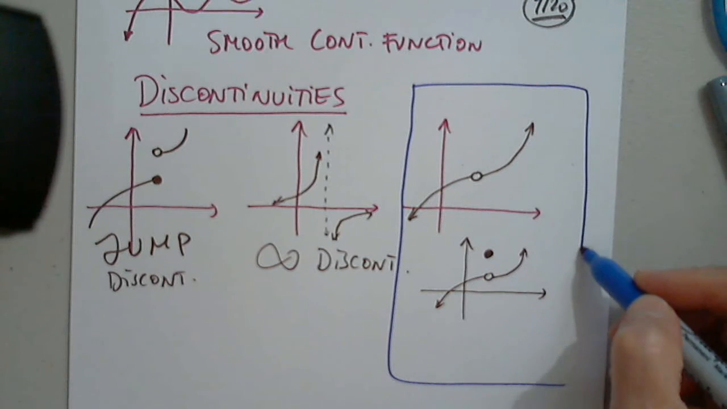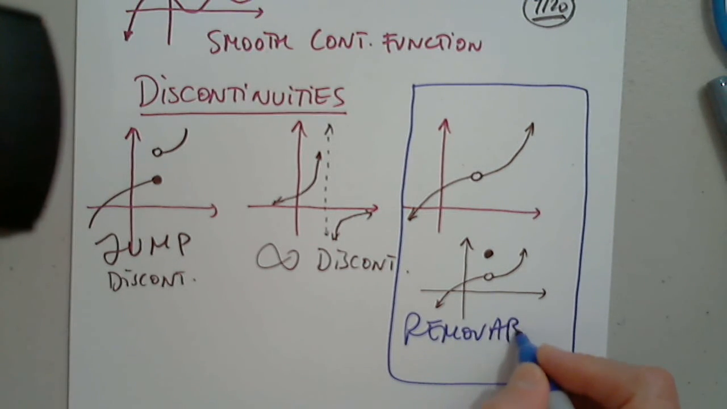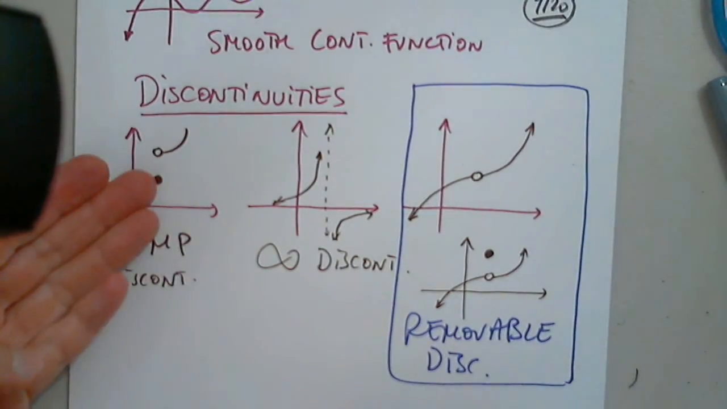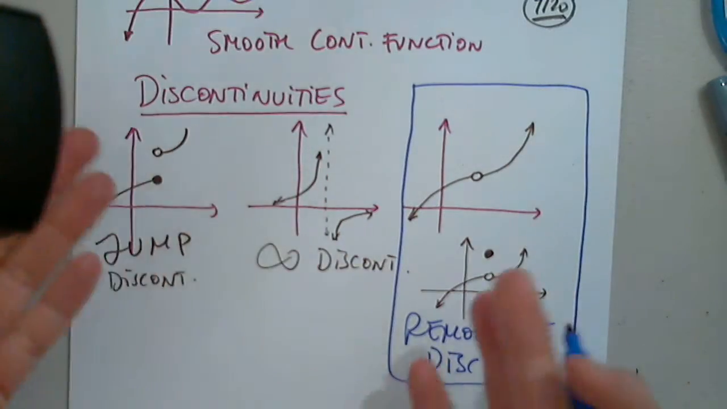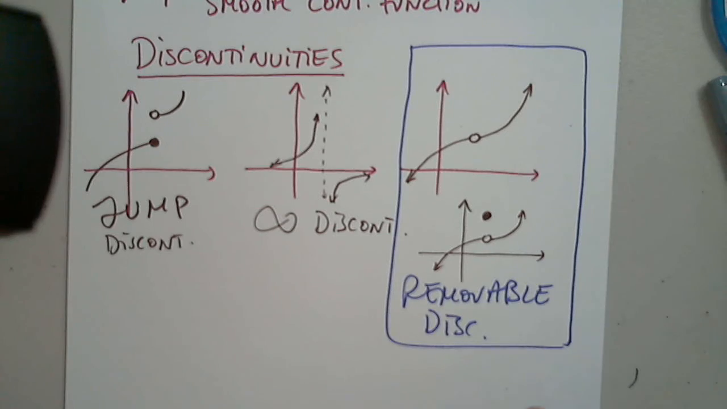They are called removable discontinuity. Removable. Here it's very clear, the limit from the left and the limit from the right, etc. Here the limit from the left, the limit from the right, they're infinity. The function doesn't even exist there.